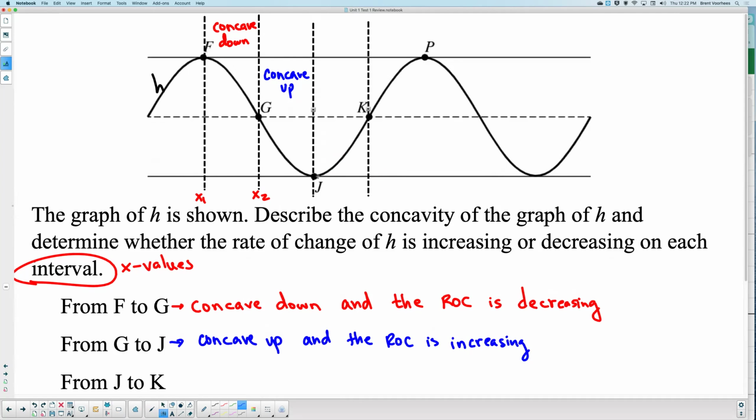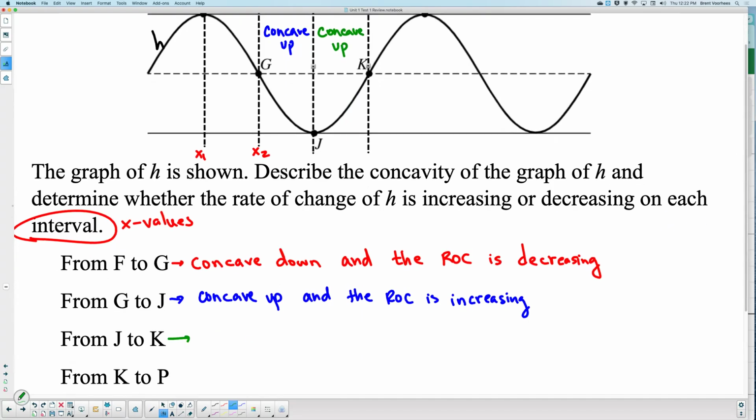Okay, how about J to K? If you were to put your hand on there, is that concave up or concave down? That is still concave up. So if we are still concave up, what does that mean about the rate of change? If you're concave up, what's true about the rate of change? Increasing.